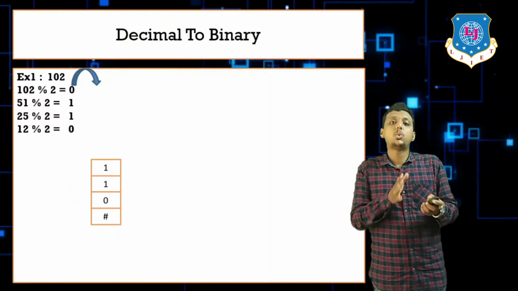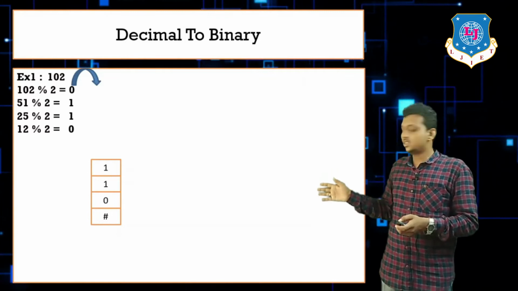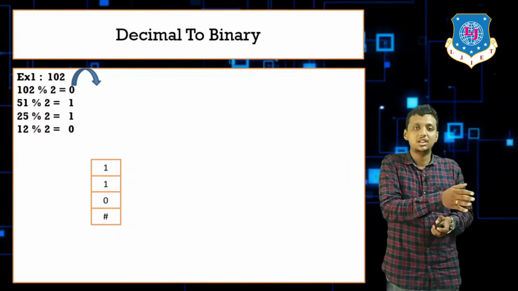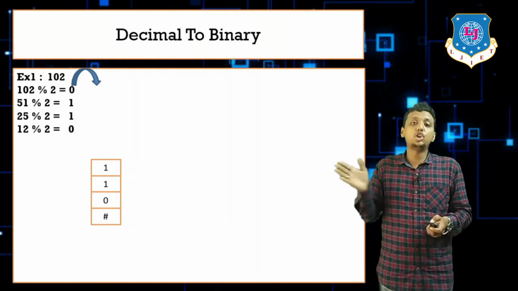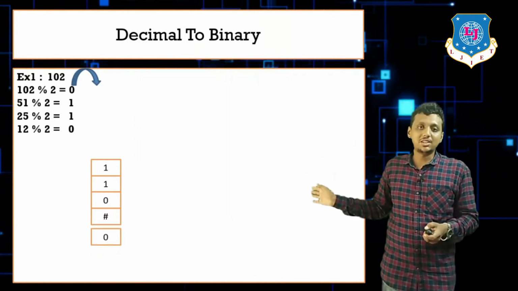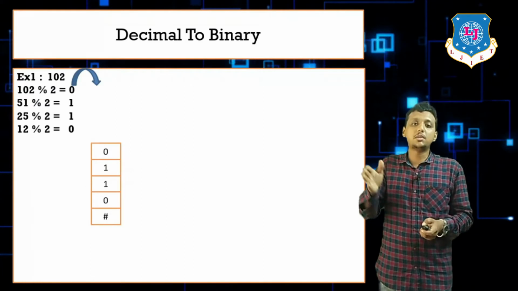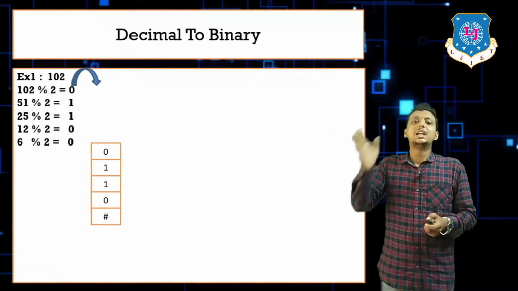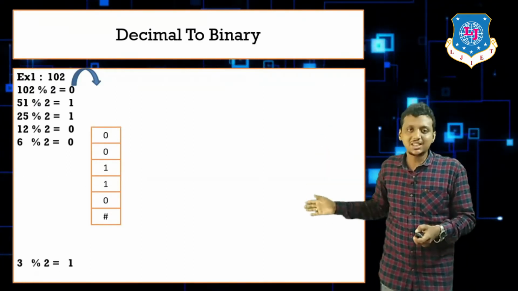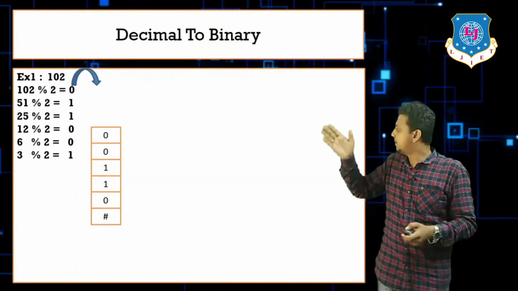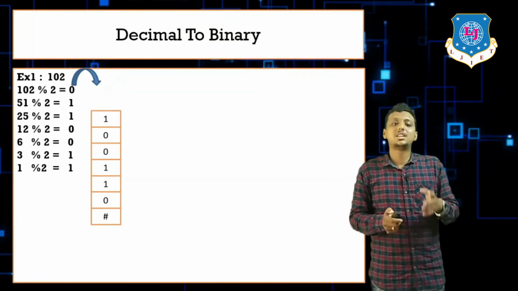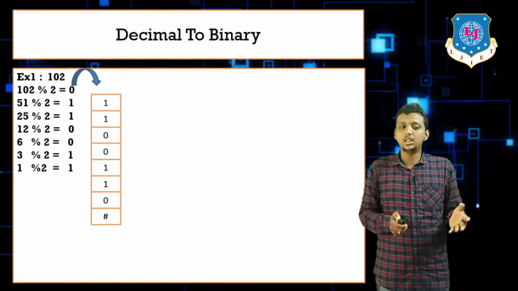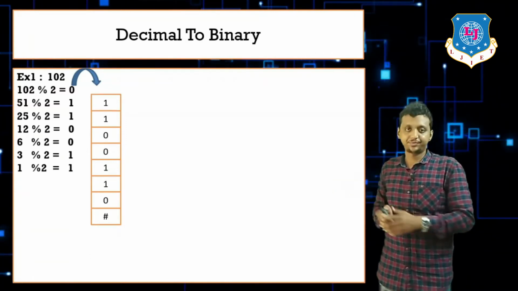Now 12. This is the same procedure which we have already done before. 12 modulo 2 becomes 0. Push the 0 inside the stack. 6 modulo 2 becomes 0, push the 0 inside the stack. 3 modulo 2 becomes 1, push inside the stack. 1 modulo 2 becomes 1, push inside the stack. Now stop. This is the last step, that 1 modulo 2 is equal to 1, you need to stop here.